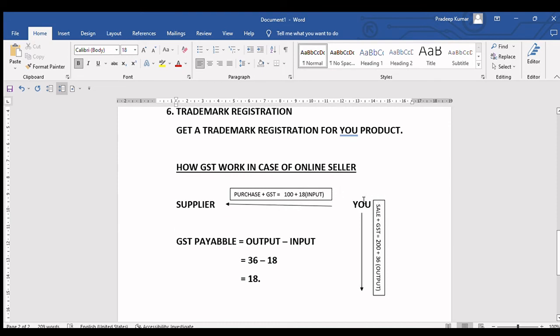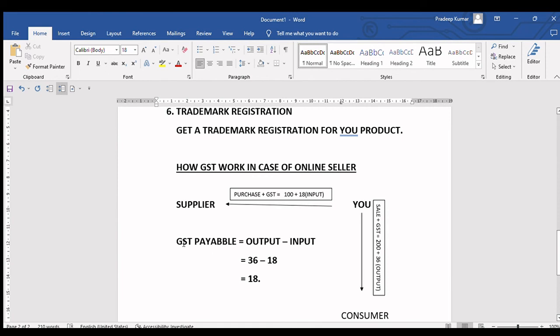And now, to a consumer, guys, suppose a consumer bought your product. You purchased that product for 100 rupees, and now you are selling that product for 200 rupees. So 18% of that 200 rupees is 36 rupees. Now the customer paid you 236 rupees: 200 rupees, the cost of the product that you sold, plus 36 rupees, that is your GST you received from the consumer.